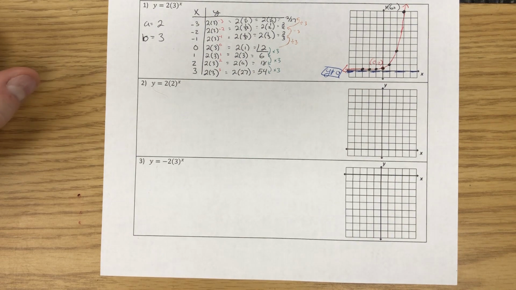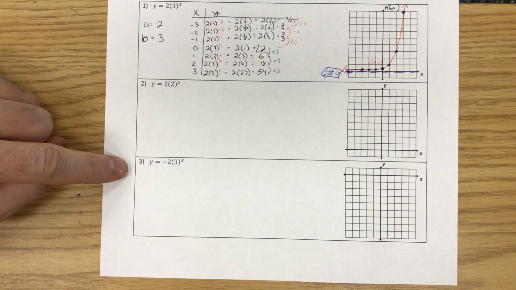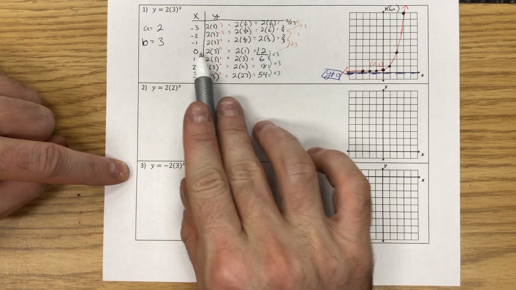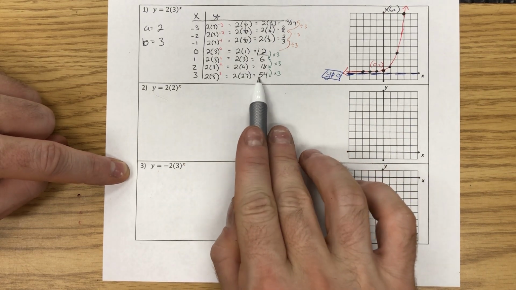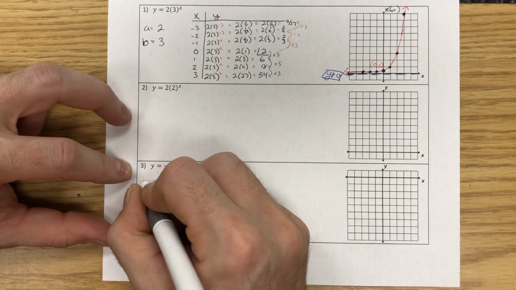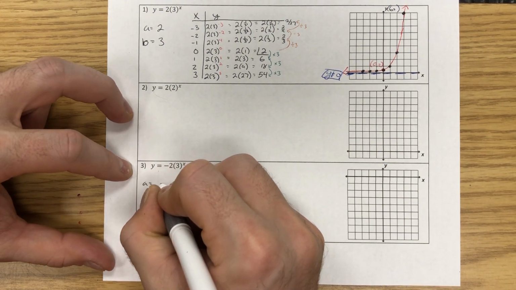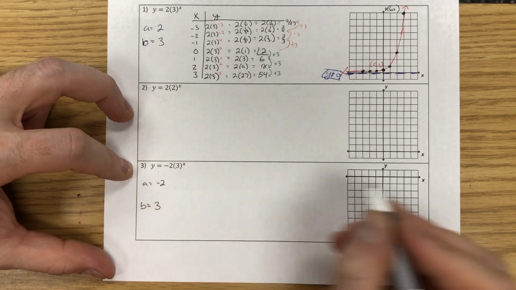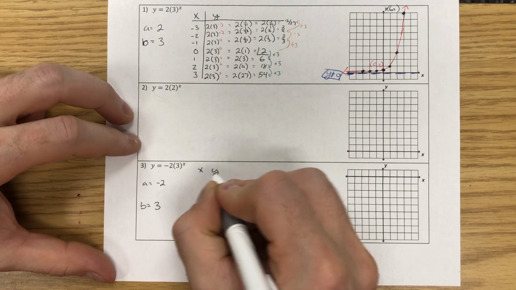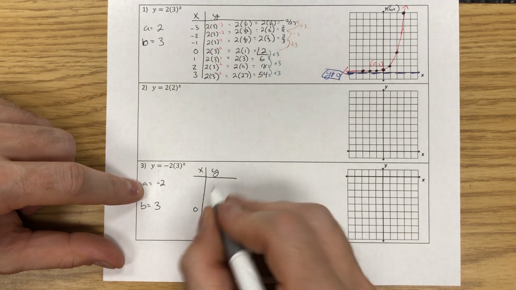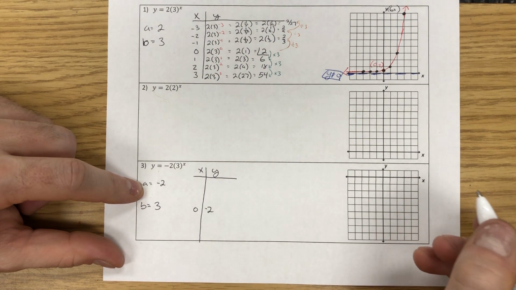So let's do another one. Now, for this one, what we're going to do, instead of having to build out the entire form, let's see if we can't just use our starting point and our growth factor to kind of manipulate the environment. So I know I have a starting point at -2, and I have a growth factor of 3. So if I build an XY table, I know at 0, I'm going to have a -2.